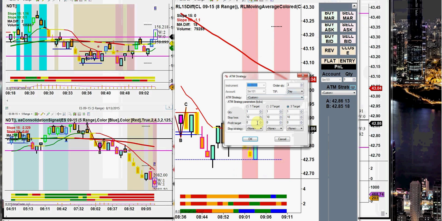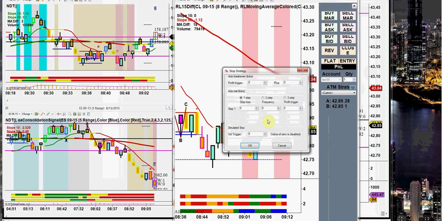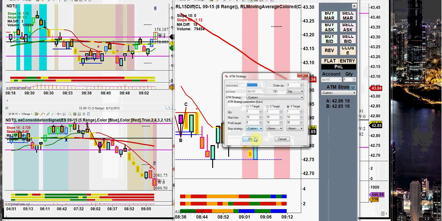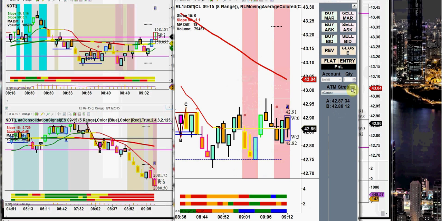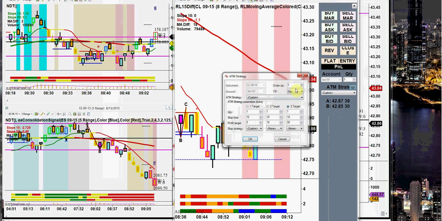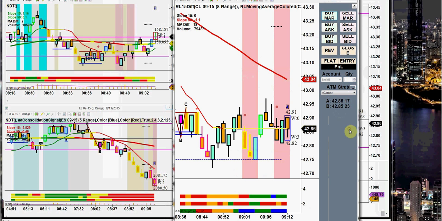10 tick initial stop. Alright, first target is going to be 5 ticks. Second target is going to be 10 ticks. And the last is going to be 30. And then again, we're going to set this up. So this is going to be 5 and then -2. Let's double check that. Crude moving right through yellow modified 15.